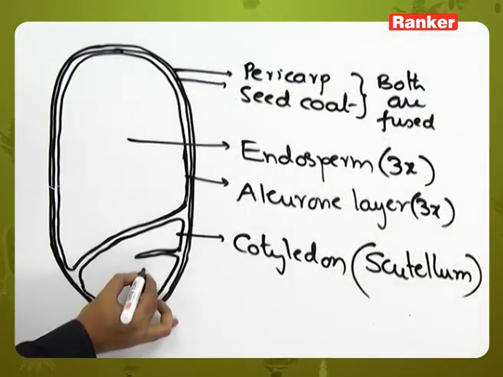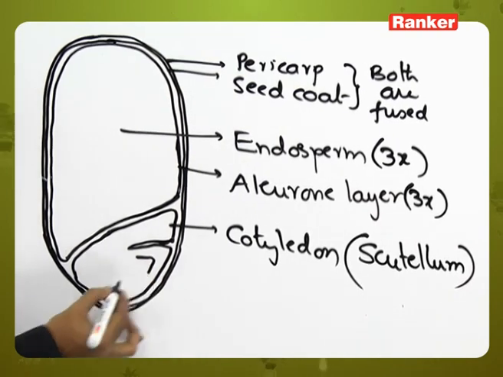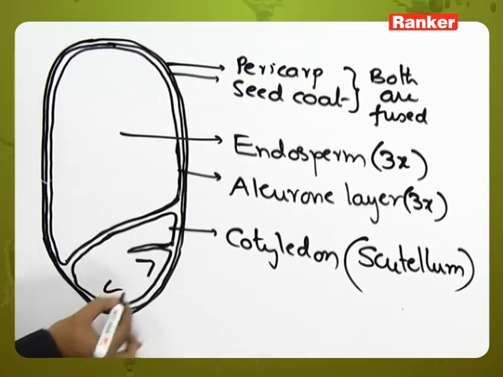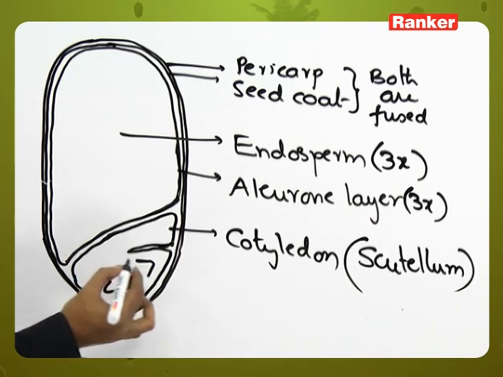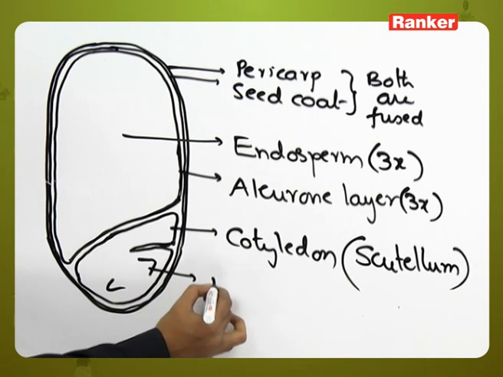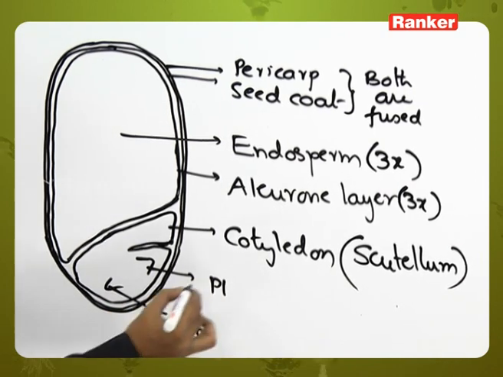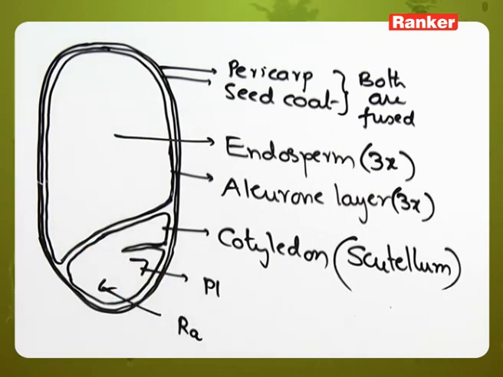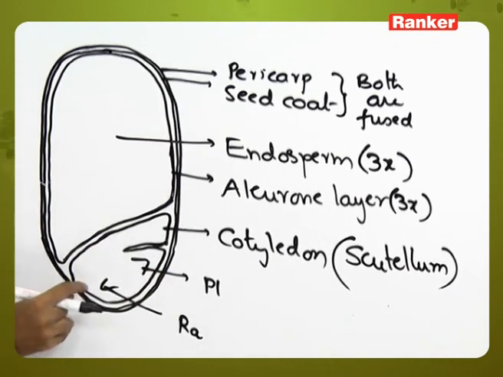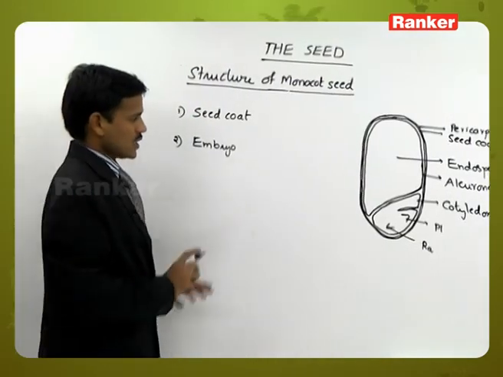And in the embryonal axis, the plumule and radicle are present. Here the plumule and here the radicle. The plumule is covered by a sheath-like structure. The radicle is also covered by a sheath-like structure.